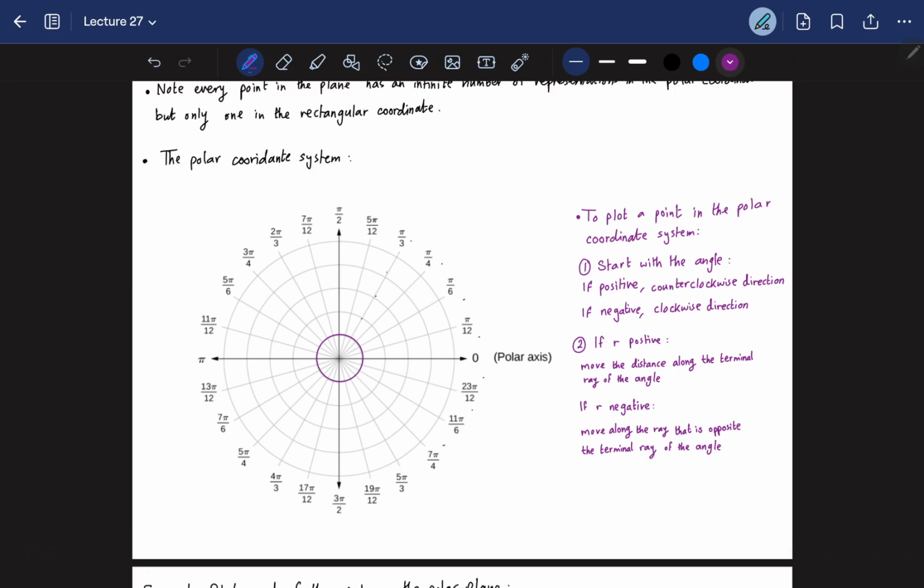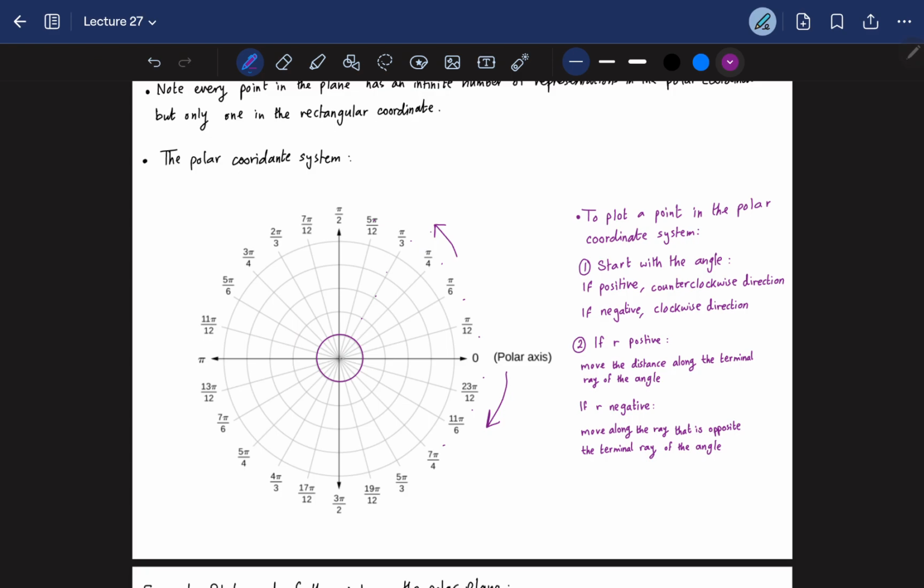So to plot a point in this polar coordinate system, we always start with the angle. If my angle is positive, I take it counterclockwise, normally, like we did in pre-calc. If theta is negative, we move clockwise. Once you locate your theta, you see whether your r is positive or negative. If r is positive, perfect, we take the distance along the ray of the angle. If r is negative, we take it along the opposite of the ray.